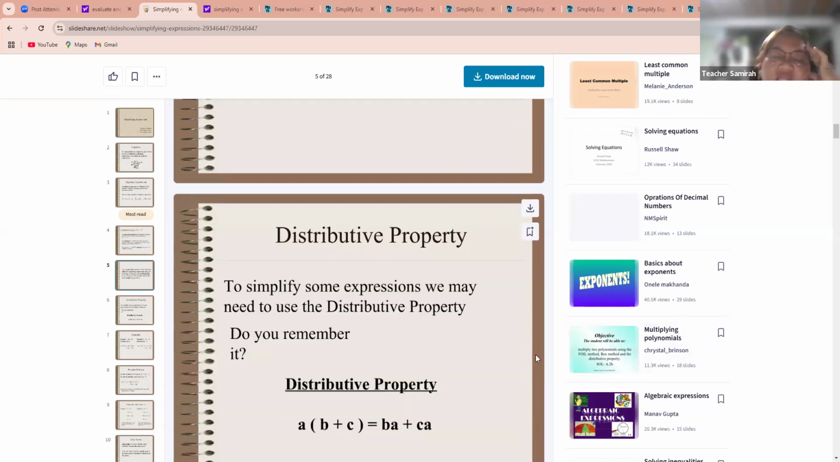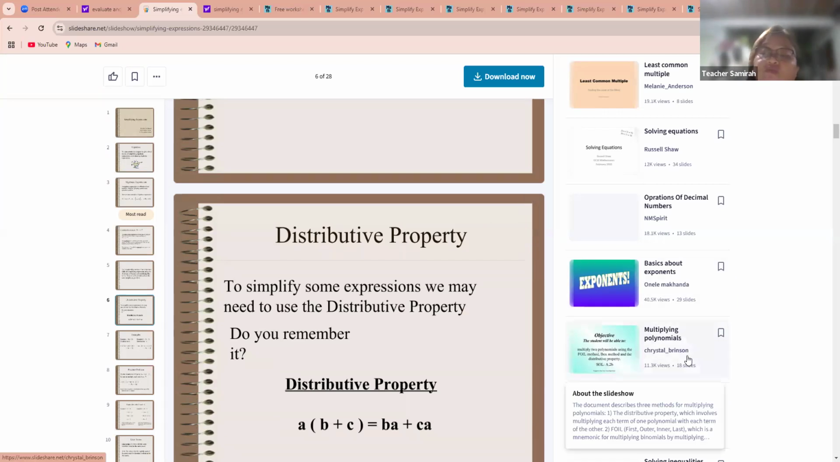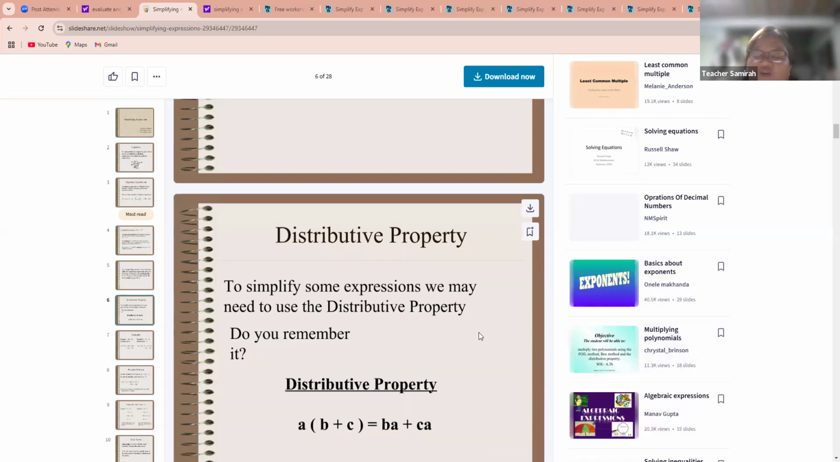Okay, what is a distributive property? Take note, I am asking you to please write, okay? Write it in your notebook. Write while we are having the discussion or the lesson. Get a notebook, a ball pen, and a pencil. Then write while I am discussing the slide. Okay?